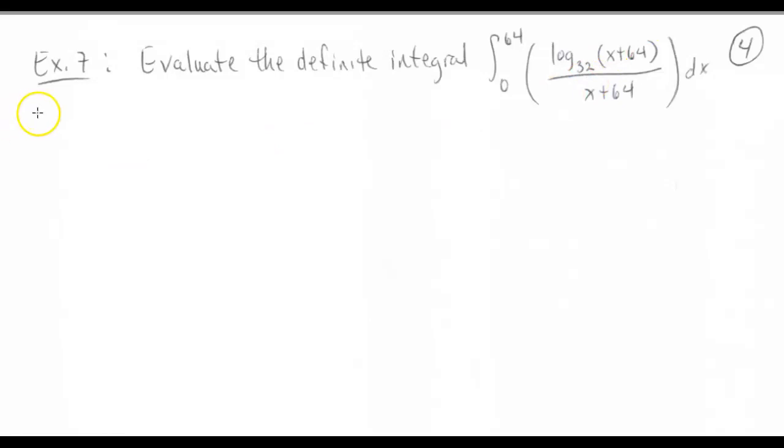So we'll start off by saying, let u equal x plus 64. And of course, if I took the derivative of u with respect to x, that's just going to be 1, because the derivative of 1x is just 1, and the derivative of any constant is 0. So basically that lets me know here that du is equal to dx.